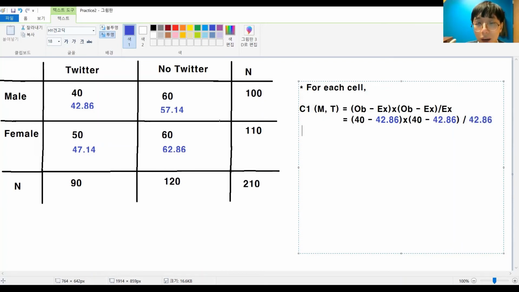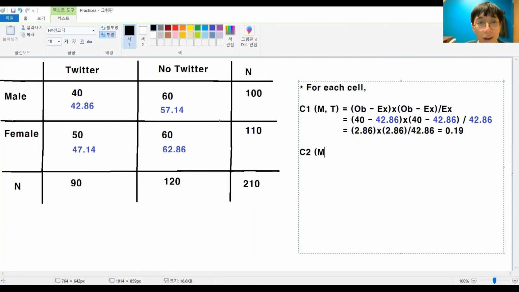And if you calculate it, the number is 2.86 times 2.86 divided by 42.86. Then the result is 0.19. That's easy, right? Do the math, but it's not that difficult to understand. I hope so. And you can do the same thing for the other cells.